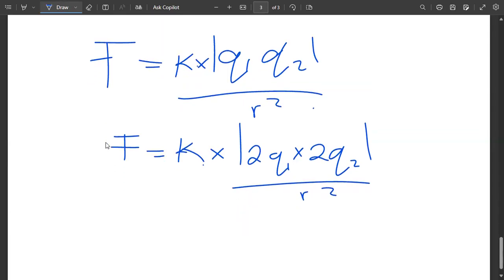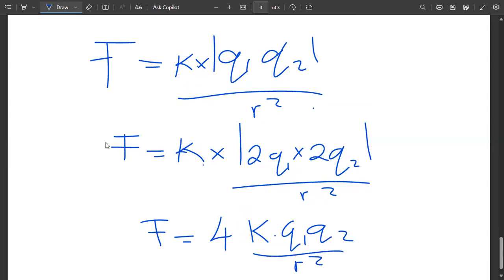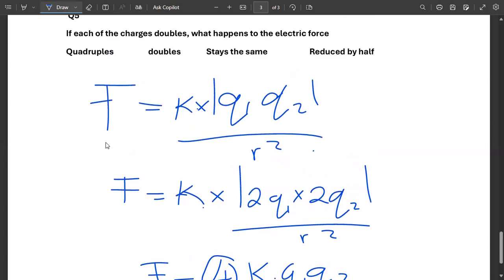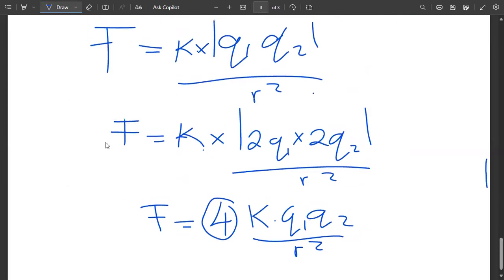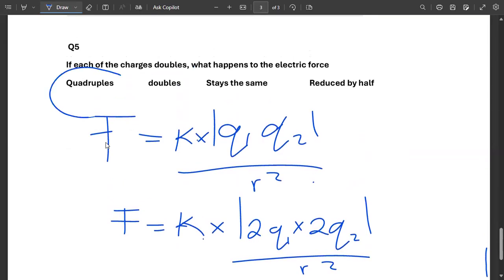Okay, so we're going to multiply the 2s that are inside. And what are we going to get? We're going to get F is equal to 4K multiplied by Q1 Q2 over R squared. So we can see that if both the charges are doubled, the value of the electric force here is going to be multiplied by 4 times, which means it is going to quadruple. So the answer on question 5 here is A, quadruples. Okay, so that is all on tutorial sheet 6.